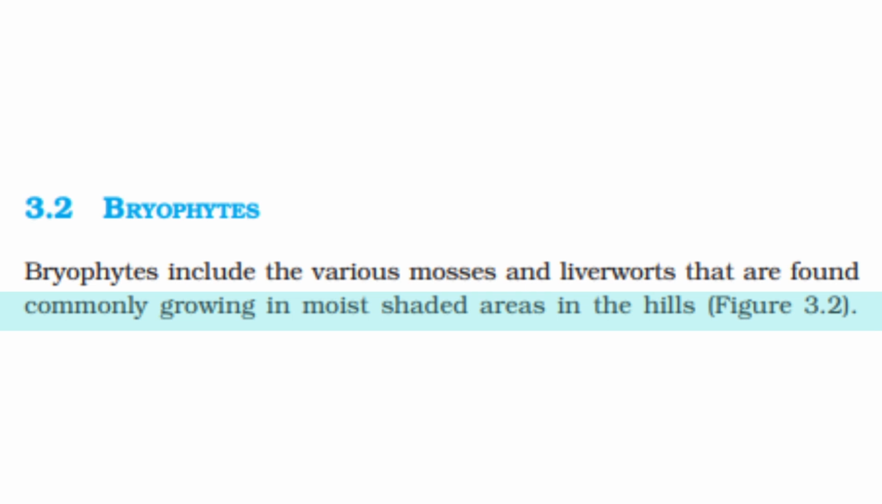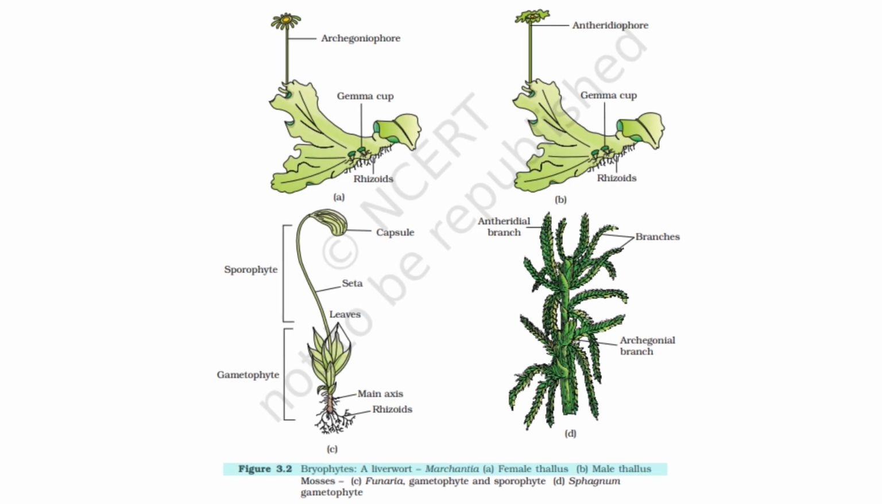Figure 3.2. Bryophytes. A liverwort, Marchantia. A. Female thallus. B. Male thallus. Mosses. C. Funaria, gametophyte and sporophyte. D. Sphagnum, gametophyte.